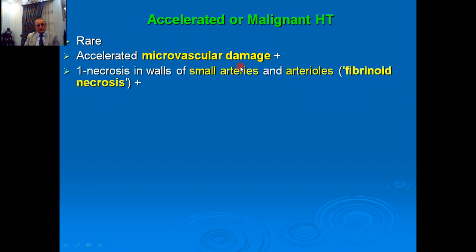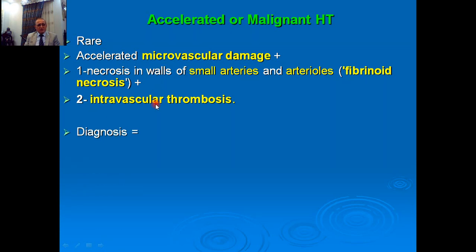Now, one point, we define what's called accelerated or malignant hypertension. This is actually rare. There is acceleration, quick microvascular damage, plus, number one, necrosis in the walls of the small arteries, fibrinoid necrosis. Number two, intravascular thrombosis. So there is acceleration of the vascular change in this.